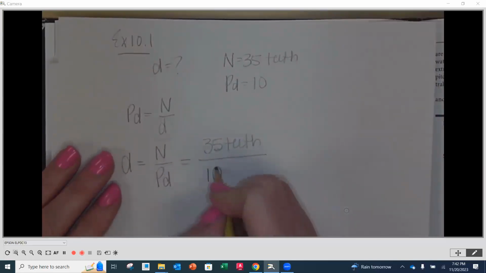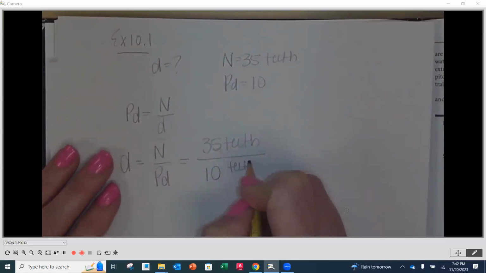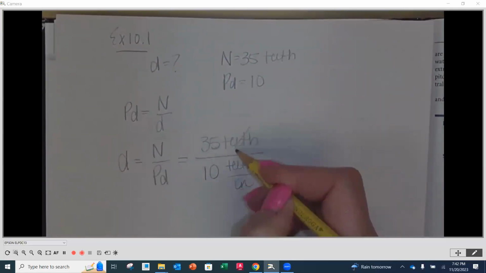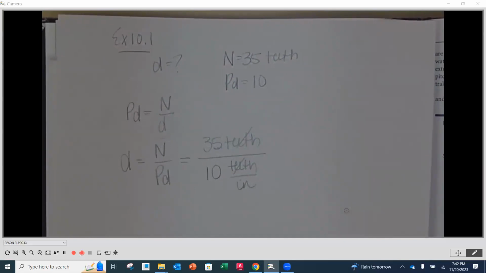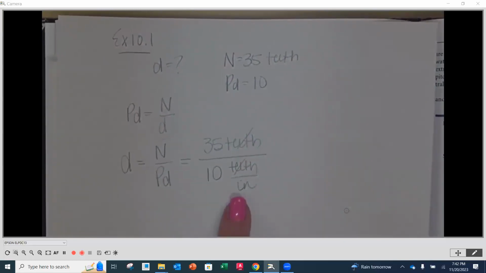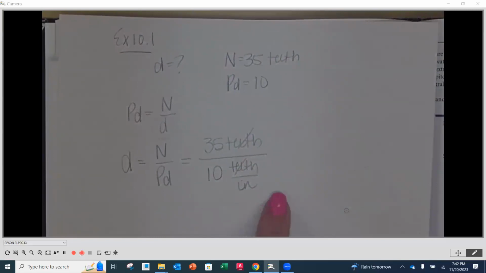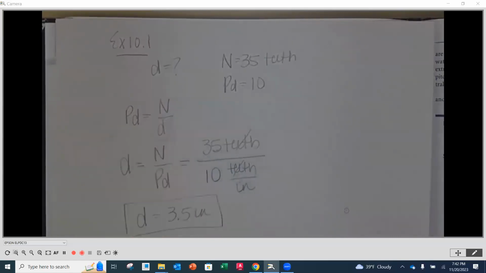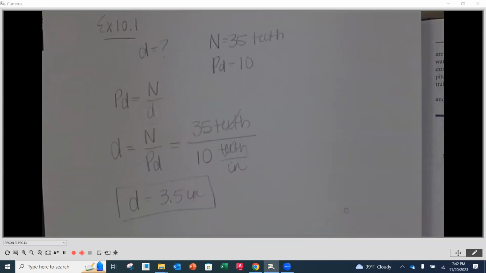So we know that our diametral pitch is 10, but its units are teeth per inch. Teeth per inch. So that means top to bottom, our teeth are going to cancel, and we end up having inches in the denominator of the denominator, which is a multiplication on top. So do you see how there's inches left over in this problem? Does that make sense to everybody? Yeah. Okay. So that means if we take 35 divided by 10, our pitch diameter here is going to be 3.5 inches. Okay. And that's it.